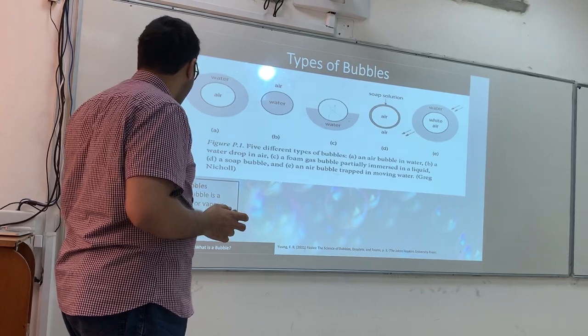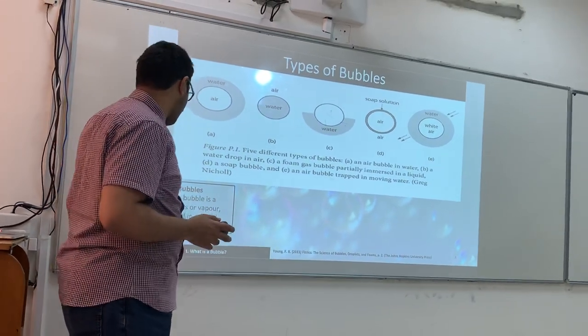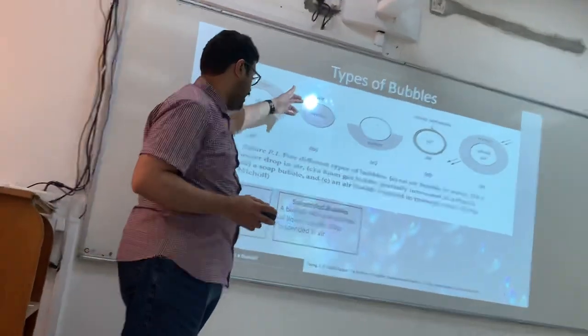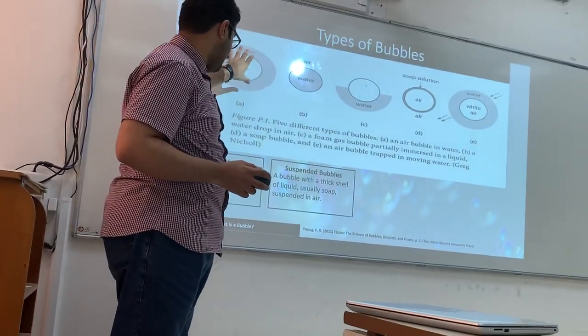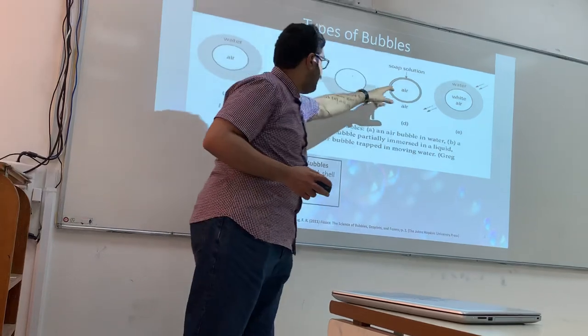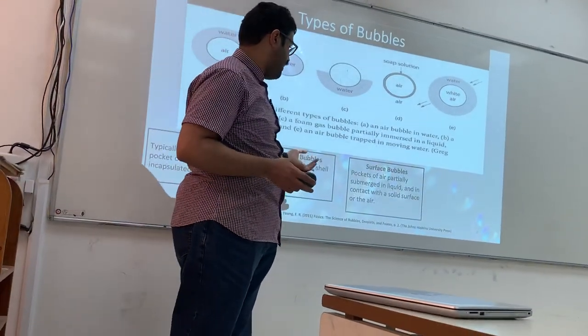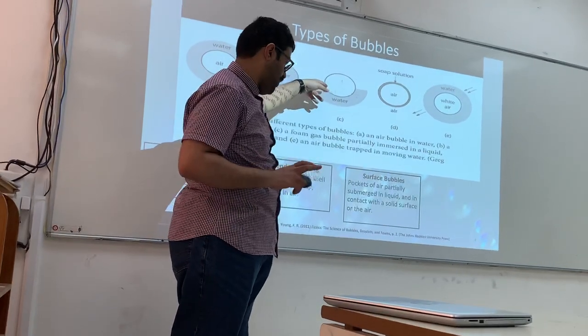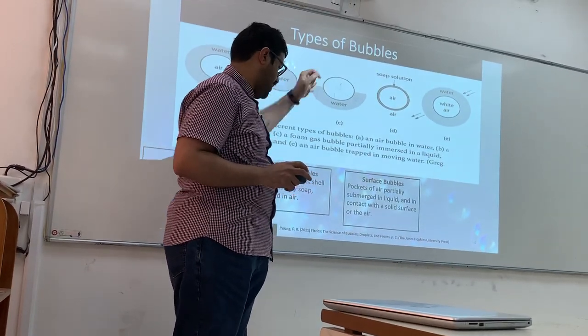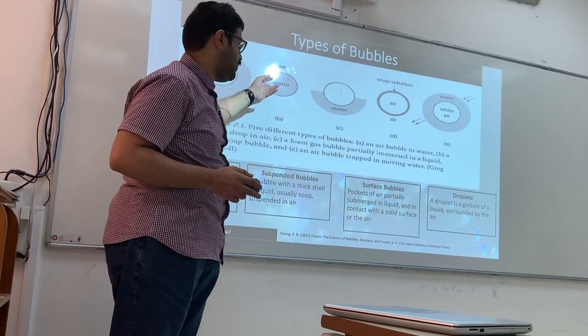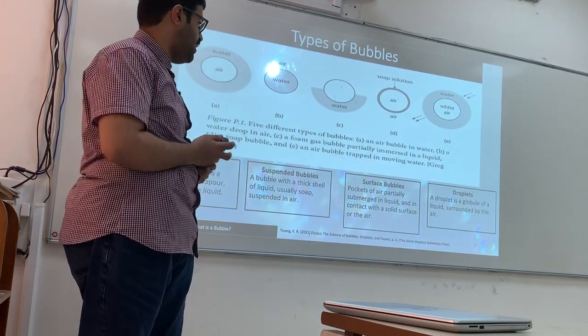So typically, a bubble is a pocket of gas or vapor encapsulated in a liquid. There are suspended bubbles, which are liquid, suspended bubbles like soap solution. Surface bubbles, pockets of air partially submerged in liquid. These are like foam, okay? And in contact with the soap surface or the air. A droplet, which is this one, a droplet is a globule of liquid surrounded by air.